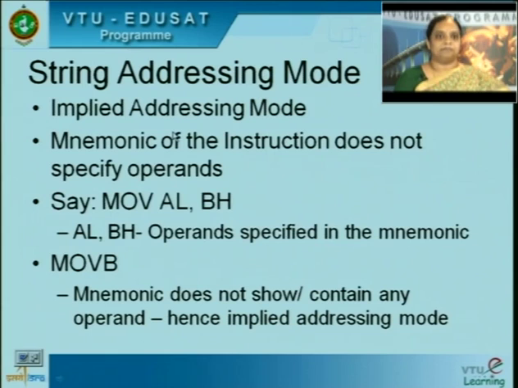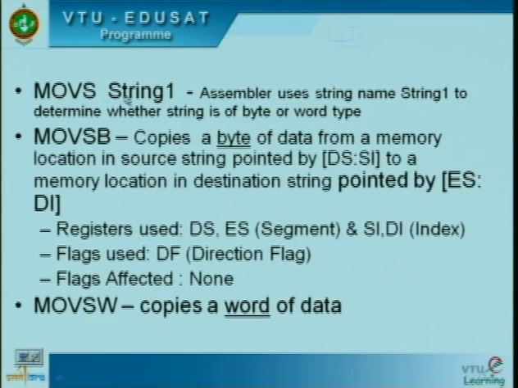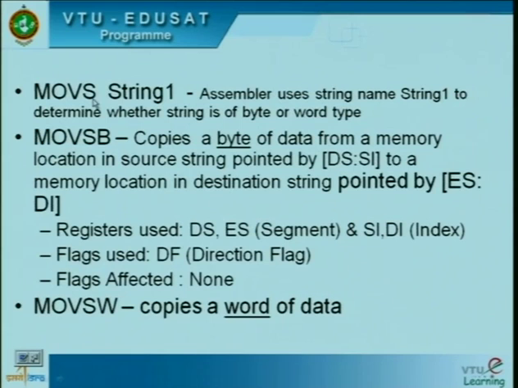Now let us look at the MOVS string 1 format. Here the B or W is not specified. So what it does is, it takes string 1, and based on how it is declared, whether the string is declared as a byte or a word type, the assembler will make this MOVS either MOVSB or MOVSW.